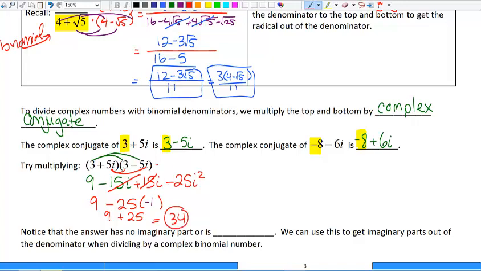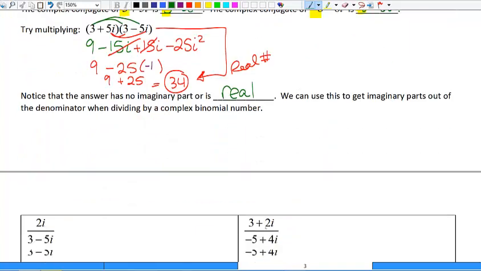So, to verify this one more time, when you multiply two conjugates, you get a real number. Now we need real numbers in the denominator so that we can break it up into a plus bi form. So notice that the answer has no imaginary part, or we say that it is real. We can use this to get imaginary parts out of the denominator when we're dividing a complex binomial number. So let's go ahead and try this.